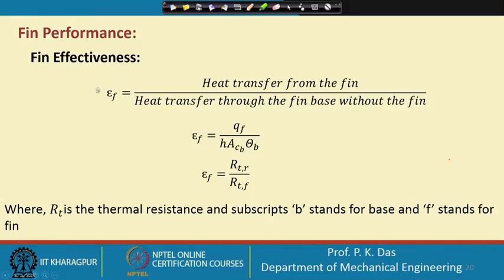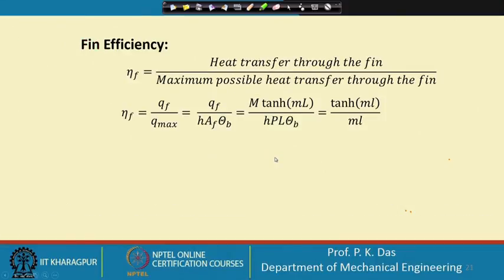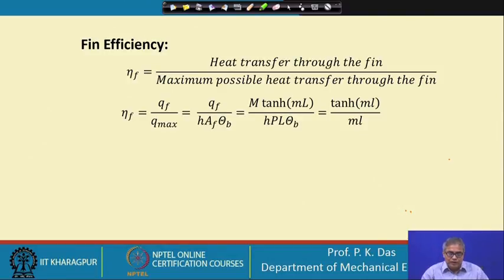PPT. So, we define fin effectiveness, again these are all stuff of heat transfer, and effectiveness is the heat transfer from the fin divided by the heat transfer through the fin base without the fin. So, this is how we get it, or in terms of thermal resistance we can get it. So, this is one way of doing it. There is another figure of merit, that is fin efficiency, that is heat transfer through the fin divided by the maximum possible heat transfer through the fin.